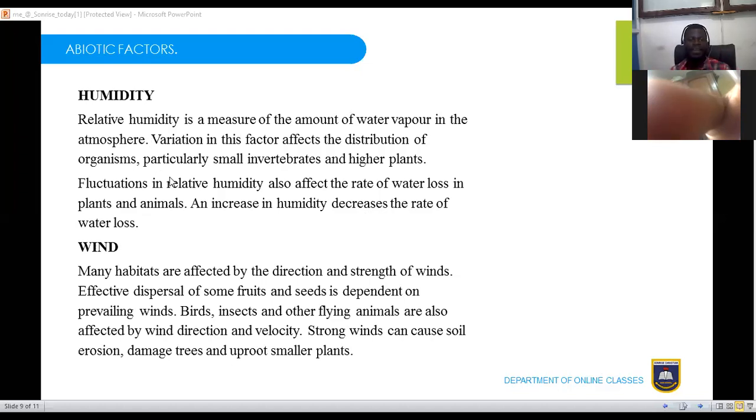All right, let's continue. Let's look at relative humidity as another abiotic factor. And I told you that it is the measure of the amount of moisture in the atmosphere, all right? And I was making the point that fluctuations in this factor have more impact on small invertebrates and higher plants than other organisms. The reason being that the higher up you get, the more humidity there is, all right? And you would agree with me that higher plants or taller plants are more exposed to the space at higher heights than those small invertebrates, okay? And of course, they would also need the amount of water in the atmosphere for some of their life activities. I mean, the plants, all right?